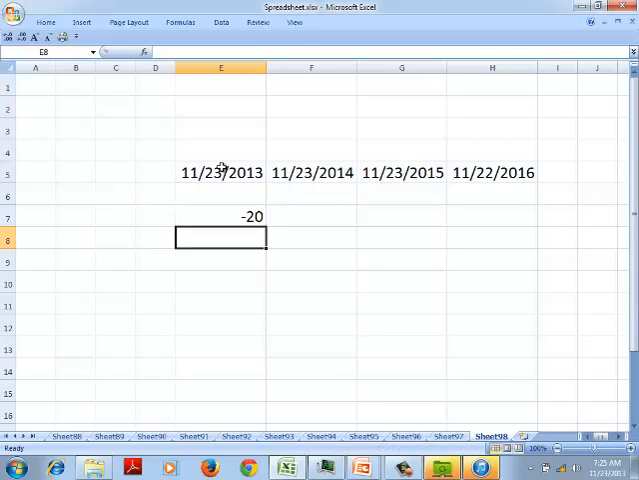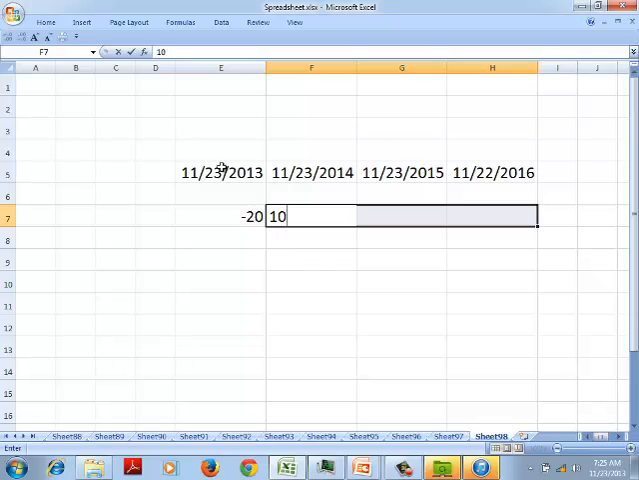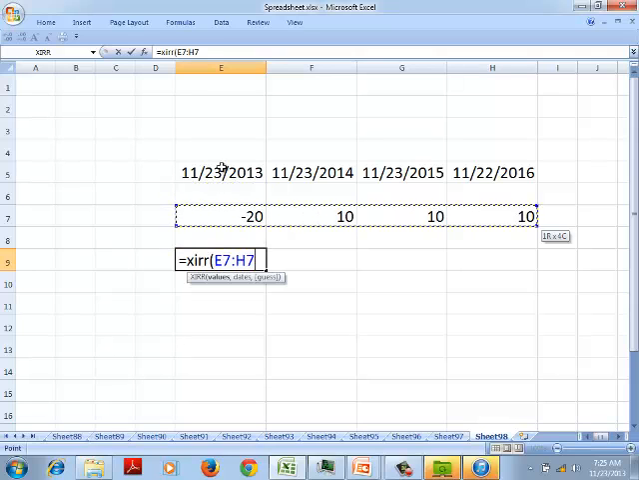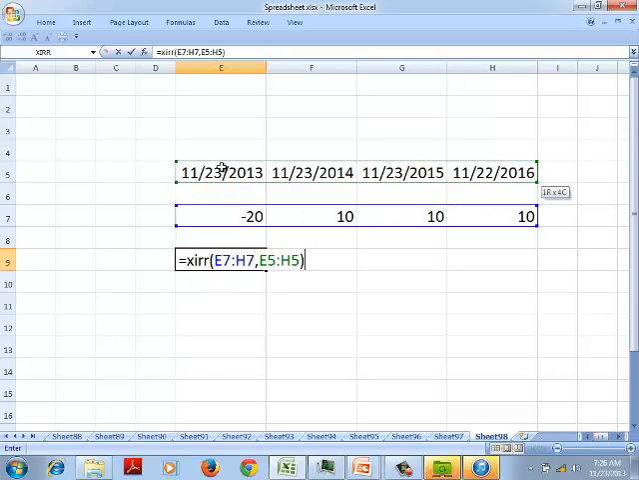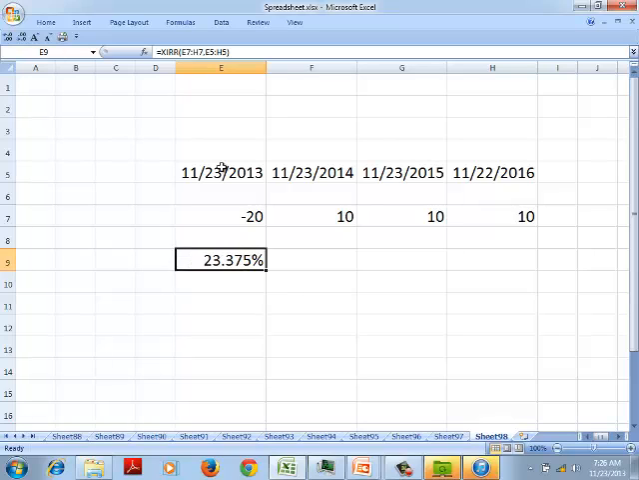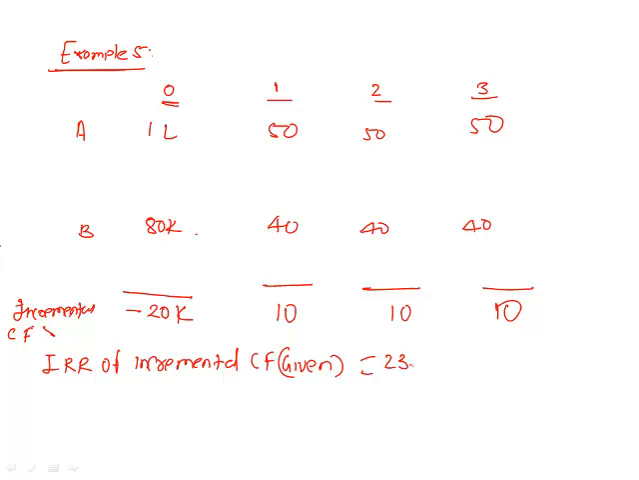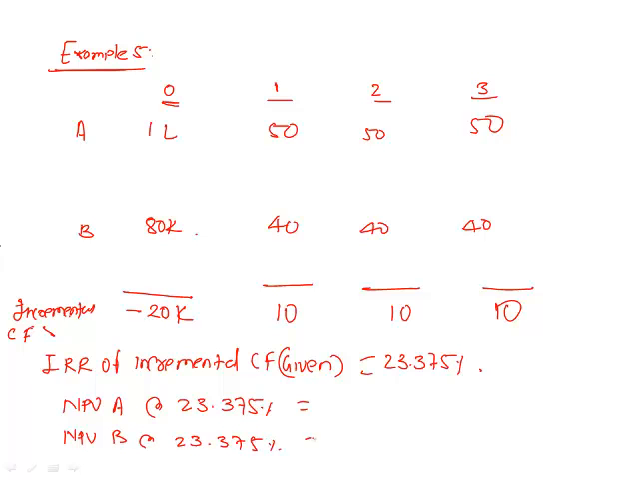Minus 20 is what's going out today, and then we're getting 10 for each of the years. So your IRR will be 23.375%. Okay, so let's plot that. Let's calculate NPV of project A at 23.375% and calculate NPV of project B at 23.375%.